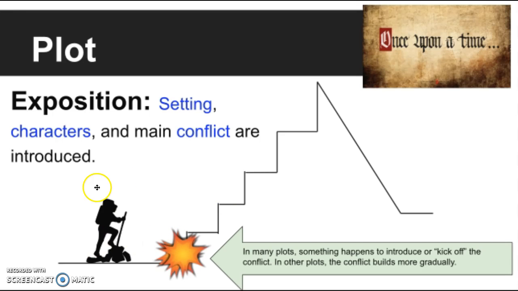Okay? But this first part where this hiker's hanging out is the exposition. That is where the setting, characters, and main conflict are introduced. Okay? So think about once upon a time. Once upon a time there was a princess who lived in a castle with a mean stepmother. Okay? So we've had revealed to us the setting, the characters, and the main conflict. In many plots, something happens to introduce or kick off the conflict, some kind of inciting event. But in other plots, the conflict builds more gradually. But oftentimes there is kind of this kaboom incident that happens down here that really gets the conflict moving.